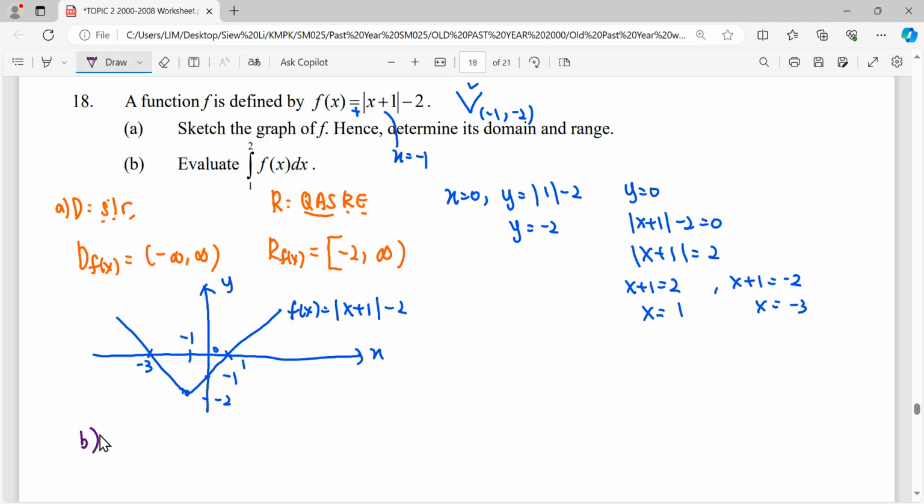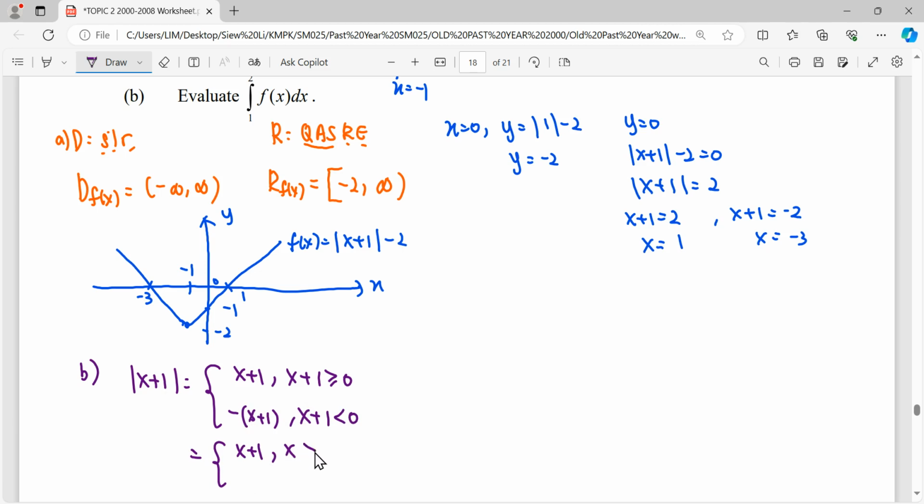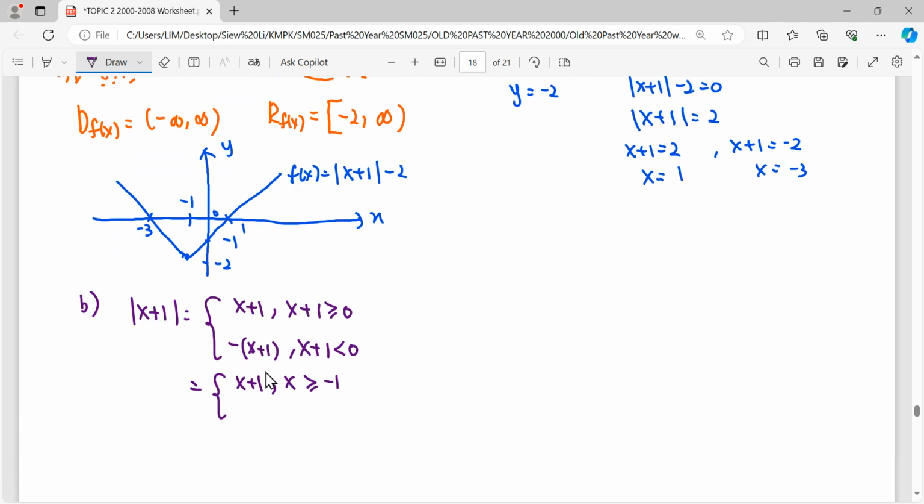Then when we come to evaluate from 1 up to 2 for the function, when we have a modulus function, we need to define our modulus in piecewise. So modulus x plus 1 can be positive when this is more than or equal to 0, and it can be the negative function when it is less than 0. So x plus 1 will use positive when x is more than or equal to negative 1. We will use the negative function when x is less than negative 1.